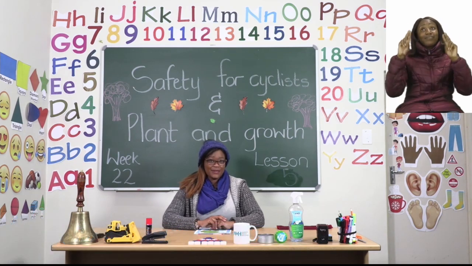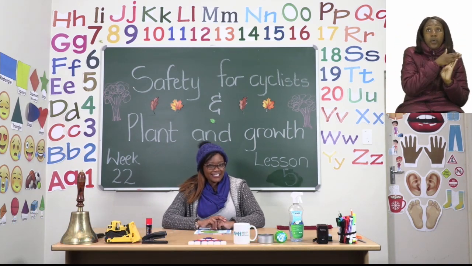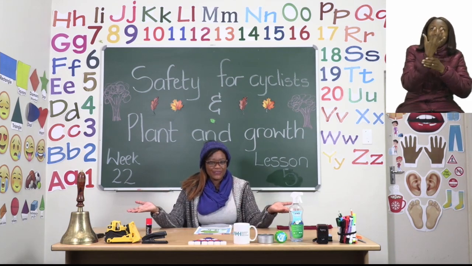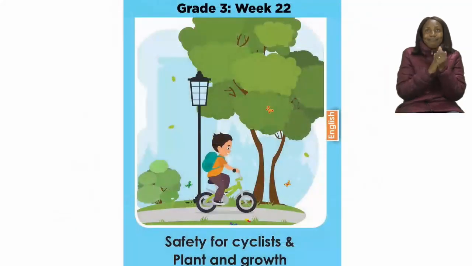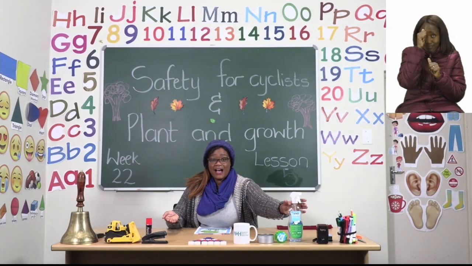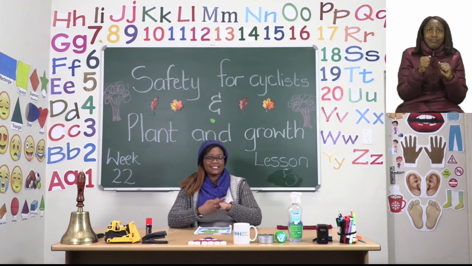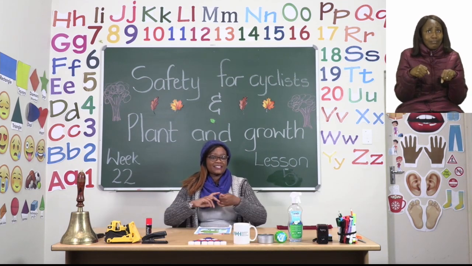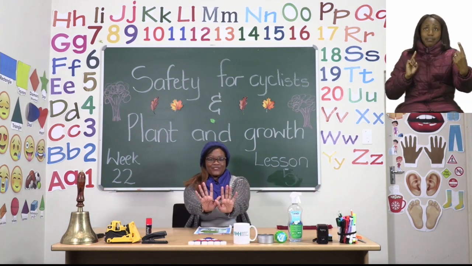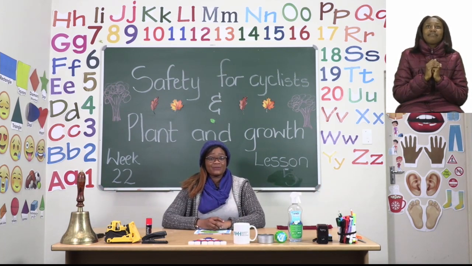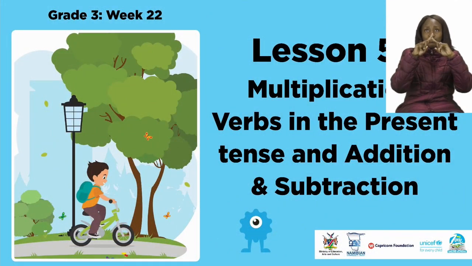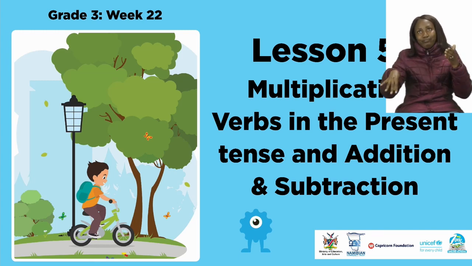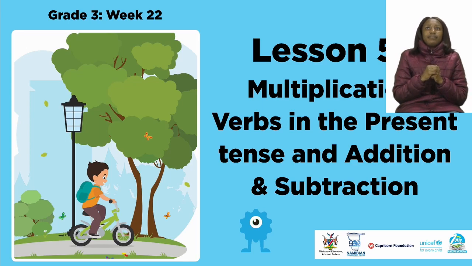Our theme this week is safety for cyclists and plant and growth. Before we get into any lessons, boys and girls, let's make sure that we sanitize. Remember, every time you're out in public, you need to keep social distancing. You can check by putting your hands beside you and in front of you. Make sure your hands are dry before you touch anything else. For today's lesson, we will be doing multiplication, verbs in the present tense, addition, and subtraction.